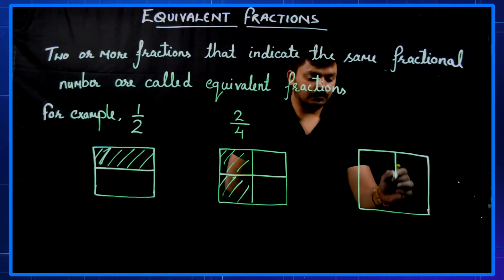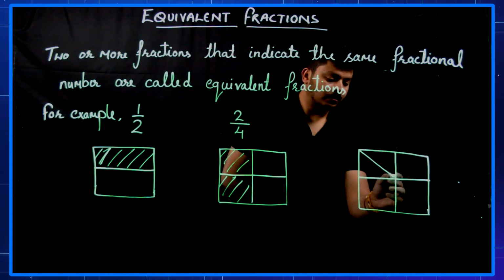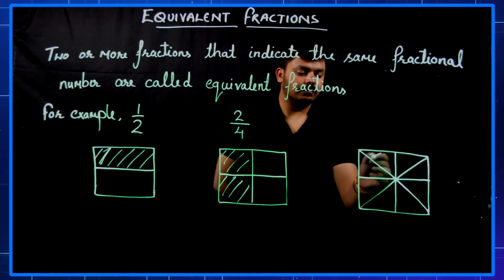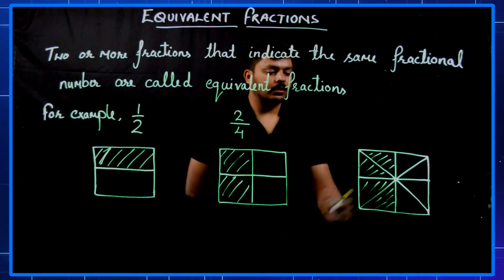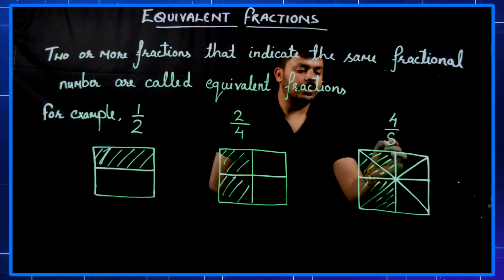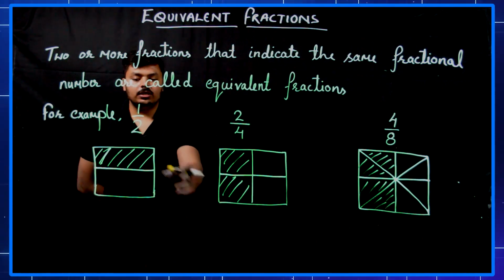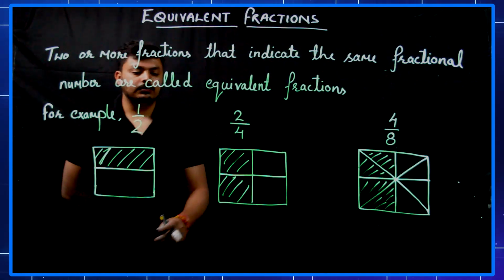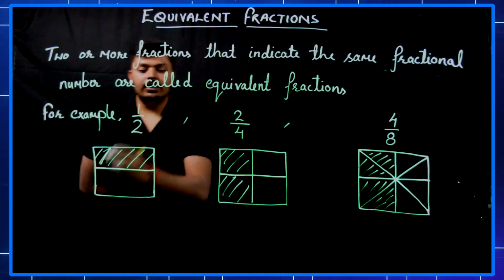Similarly, when we divide the figure into 8 equal parts and we shade the 4 parts, so we write 4 out of 8, that is the total parts. So you can clearly see that all these figures indicate the same fraction, that is 1 by 2. So we can say these all are examples of an equivalent fraction.